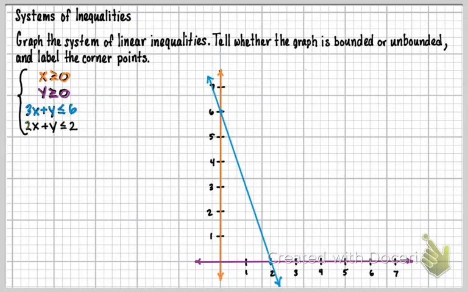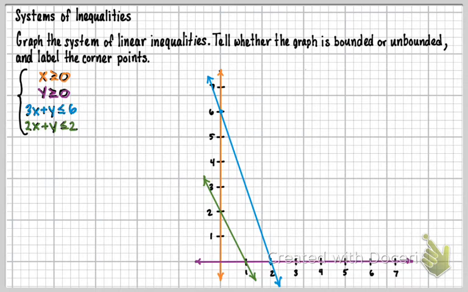And then for the last one, 2x plus y less than or equal to 2, we're going to worry about the inequality part in a minute to find out which region is the region of interest. So I'm just going to graph 2x plus y equals 2 so I can find the boundary. So now what we're going to do is find the region.